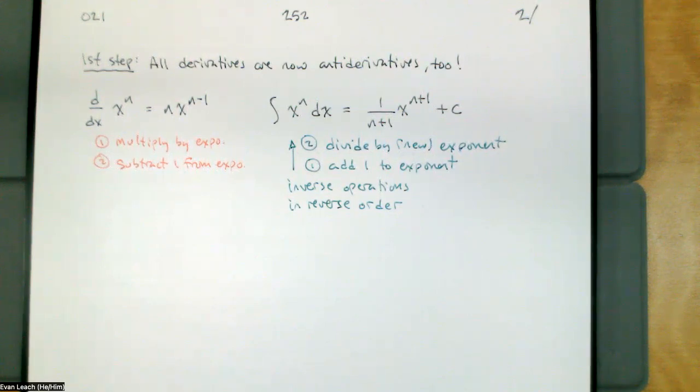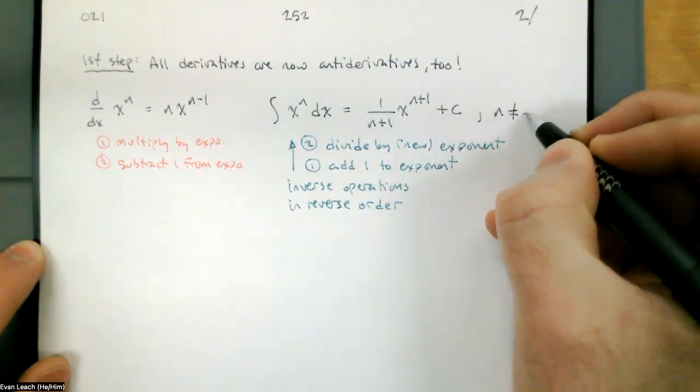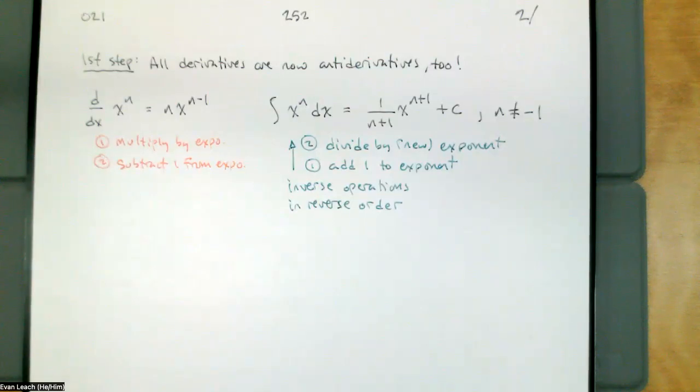Now, this won't always work, because notice that this new expression had divide by the new exponent. There's division in our process. And that means there could be problems. I've got this 1 over n plus 1. I can't always have a 1 over n plus 1. This is not going to be okay if n is equal to -1, because then I have to divide by 0. And we know that we can't do that. Division by 0 is undefined. So this is only good for when n is not -1.